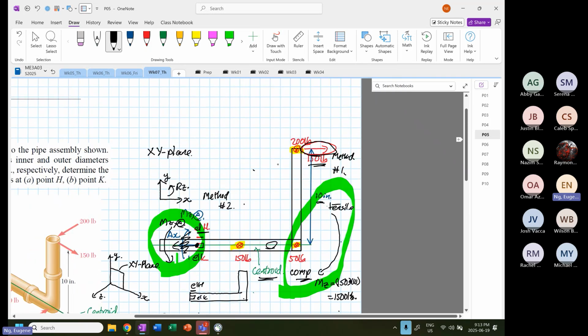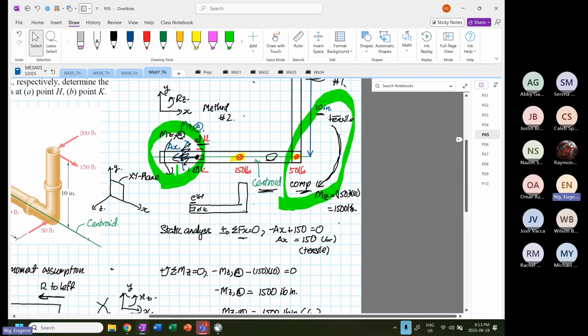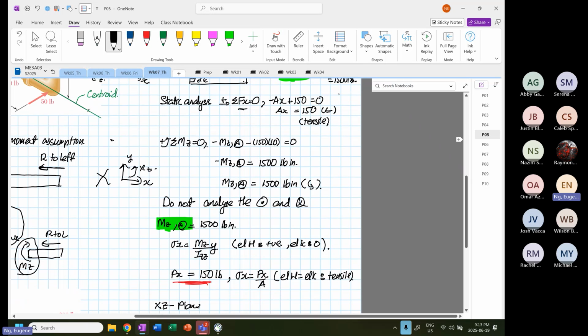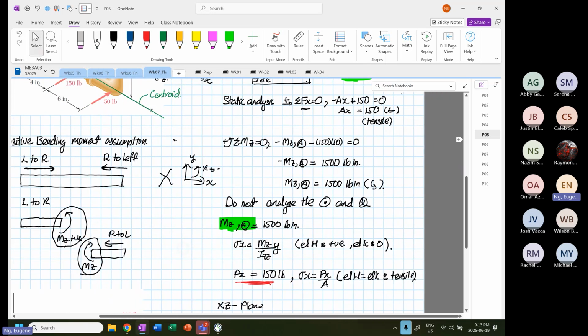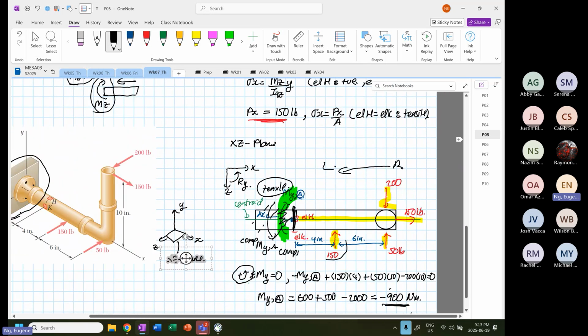Because I know this is 150, and I know that this force will generate a direction going this way. I could visualize it. This is more of visualization. And also for this case, the one down here where you have two forces, you can also visualize it.